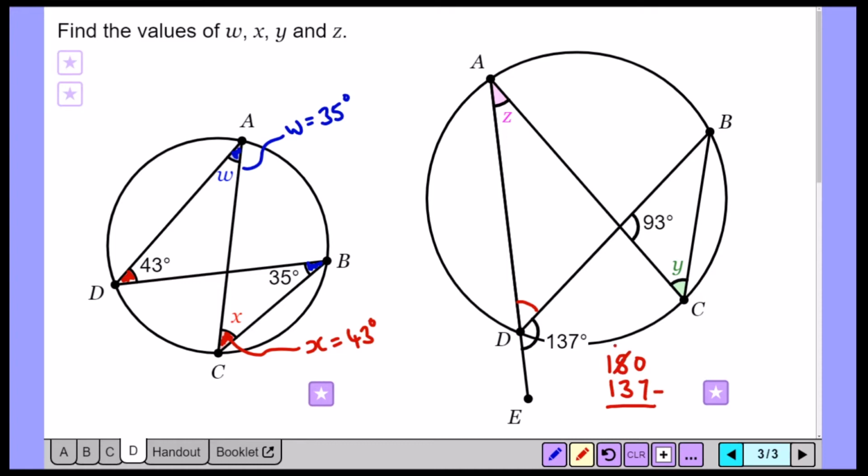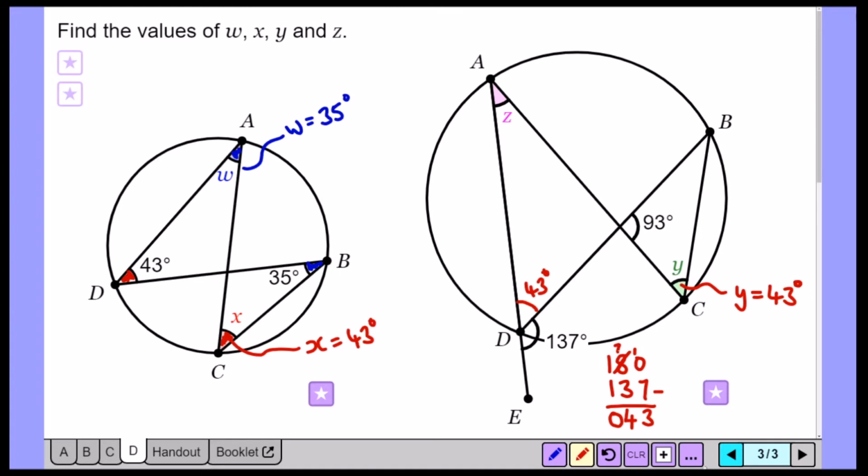First of all, if I borrow, I get 10 take away 7, which is 3, 7 take away 3, which is 4, and 1 take away 1, which is 0. That gives us an angle of 43 degrees. I can now use my bow circle theorem to say that Y must be the same as that angle, so Y is also 43 degrees.